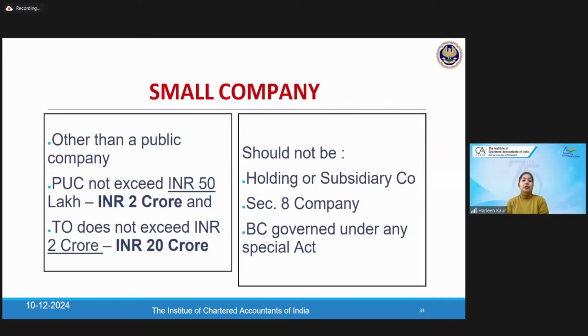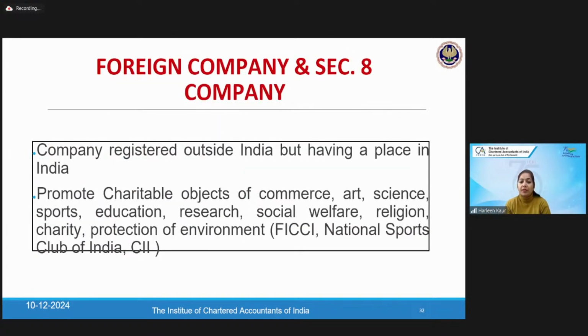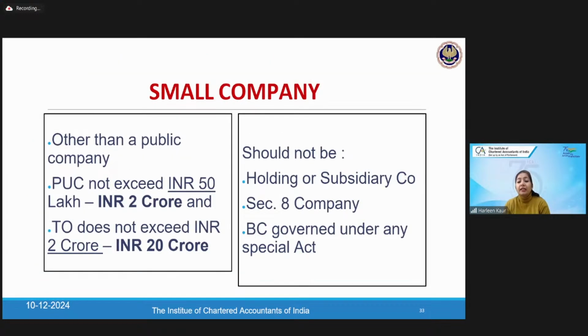Yes. So small companies other than a public company. Before small company, we have foreign company and section 8 companies, we'll be doing in a while. Small company is other than a public company. That means small company is always a private company. Other than a public company means it is not a public company. So it is always a private company. Paid up share capital shall not exceed 50 lakhs. Turnover will not exceed 2 crore rupees.